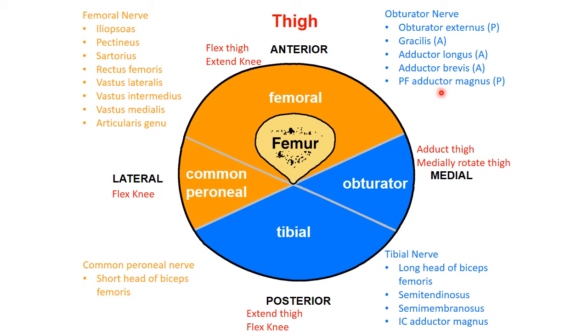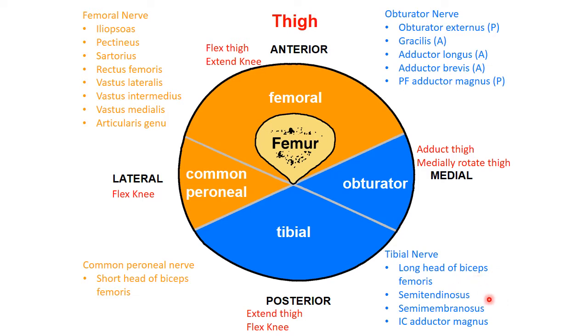It's going to split very quickly from its origin into anterior and posterior obturator nerve. The posterior obturator nerve is going to do the obturator externus and the pubofemoral adductor magnus, whereas the anterior obturator nerve is going to do the adductor brevis, adductor longus, and the gracilis, and those are going to work together to adduct the thigh and medially rotate as well, because if you're adducting the thigh, you also have a component of medial rotation.